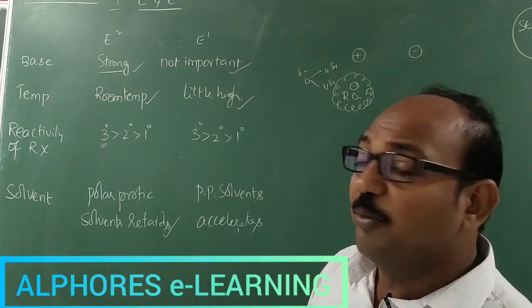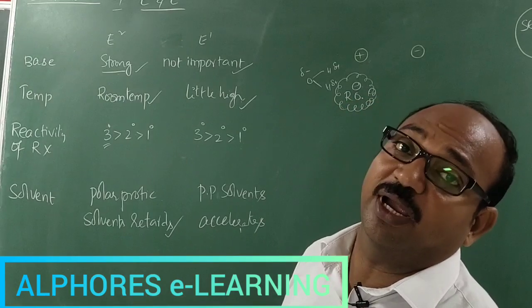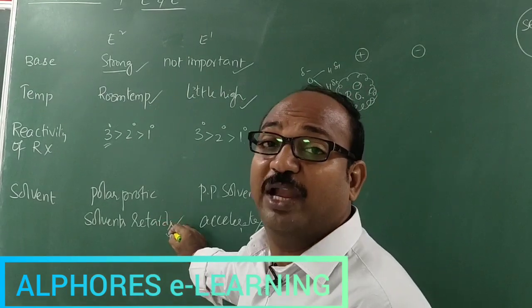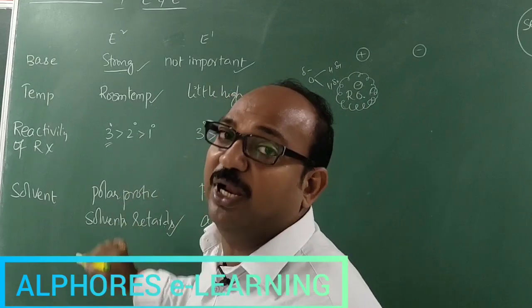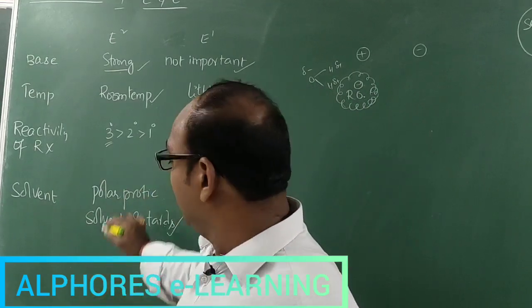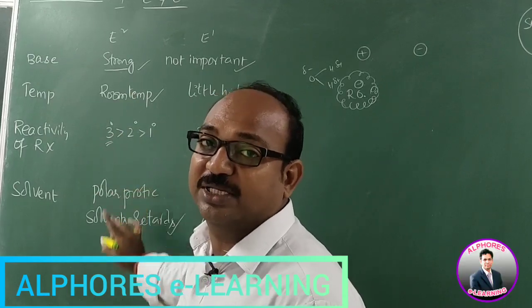Why? Because bases, like nucleophiles, are solvated. Since the base or nucleophile is solvated, what happened? Here the polar protic solvent decreases or retards E2 elimination.